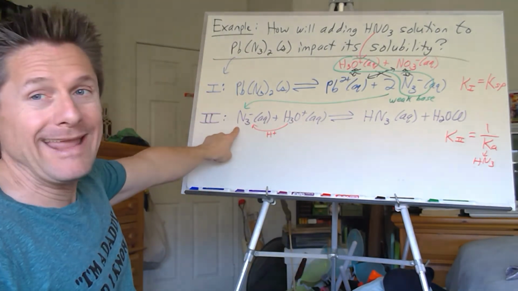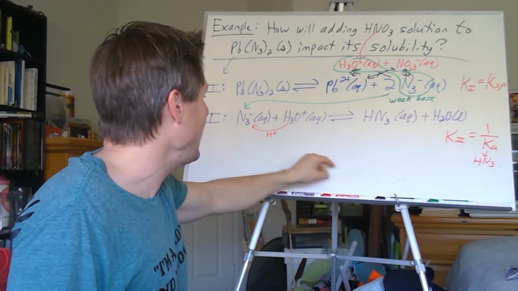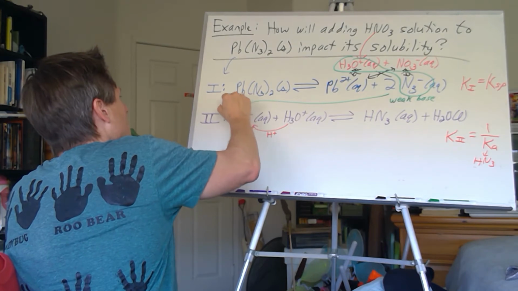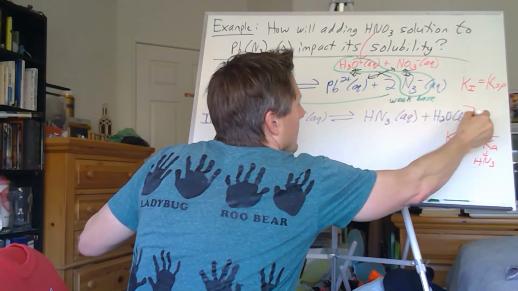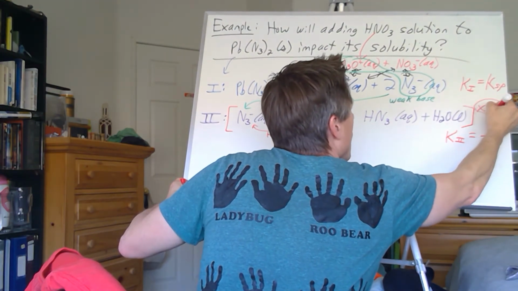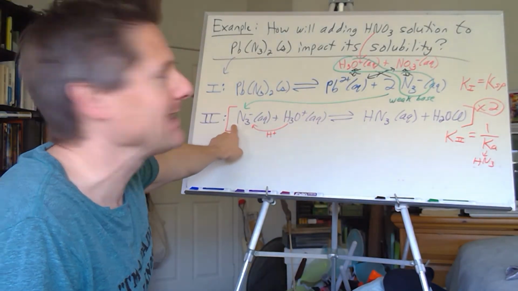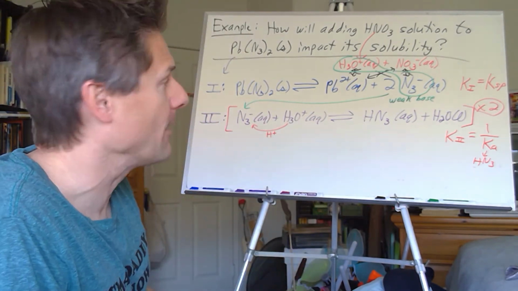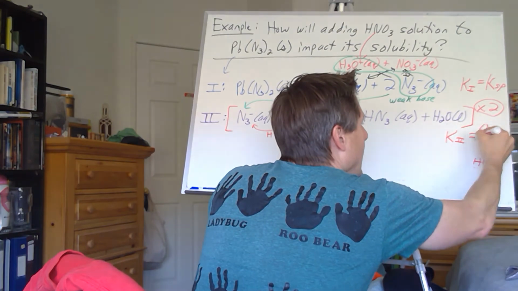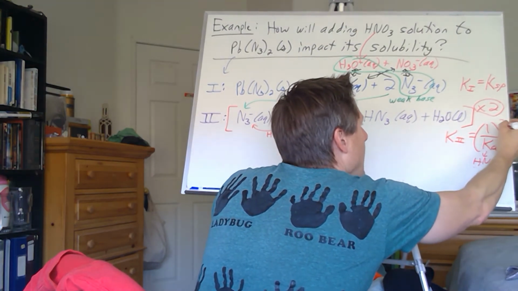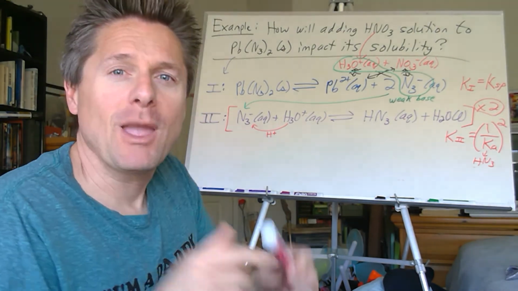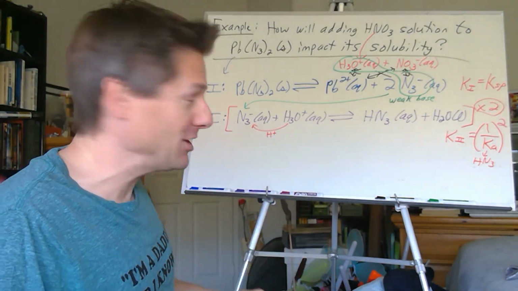But this only has one azide ion. That has two. So I have to take this entire equation. Would you agree? I have to multiply this by 2. That would give me 2 azides here, which will cancel out the 2 azides there. So therefore, if I multiply that by 2, I have to square the K value. Remember? Chemists manipulate equations and mess everything up.